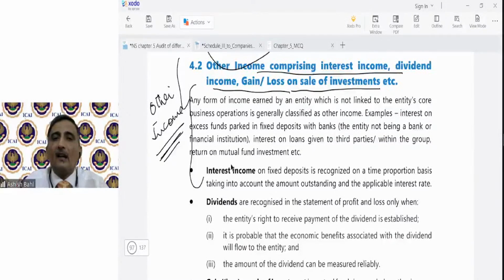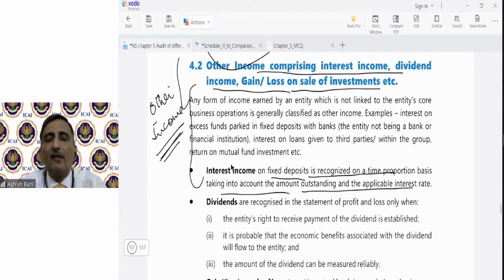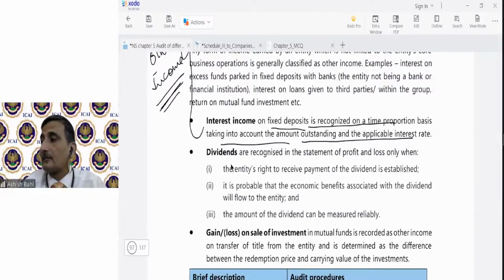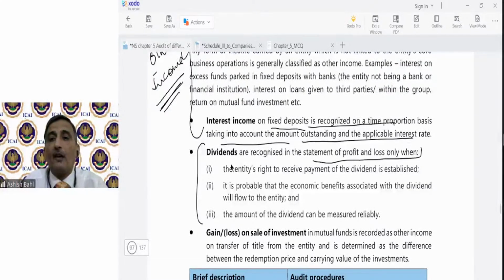Okay. So interest on fixed deposits. How is the auditor going to verify this? Whether interest is accounted for properly. Whatever interest should have been received, only that is recorded in the financial statements. Similarly dividends. Dividends, students, are recognized in the statement of profit and loss only when these three things are met.